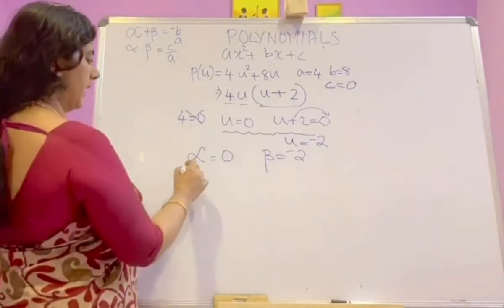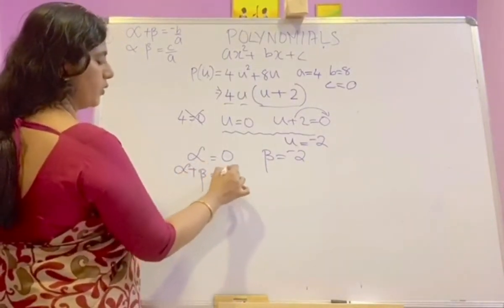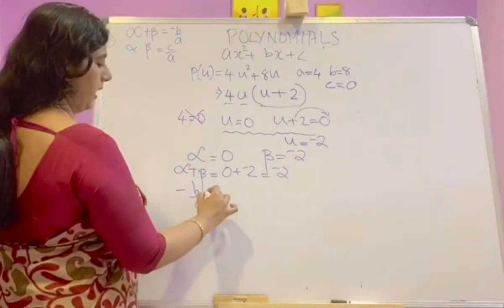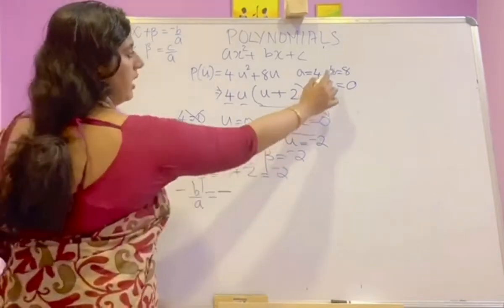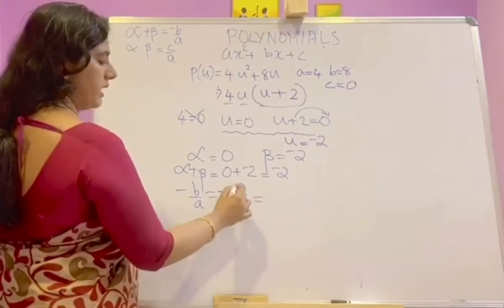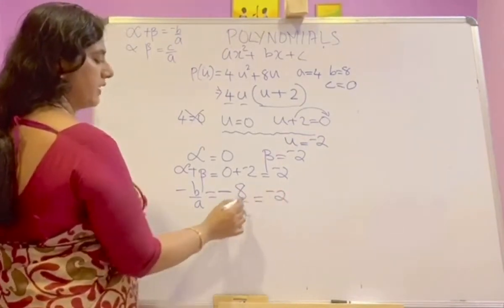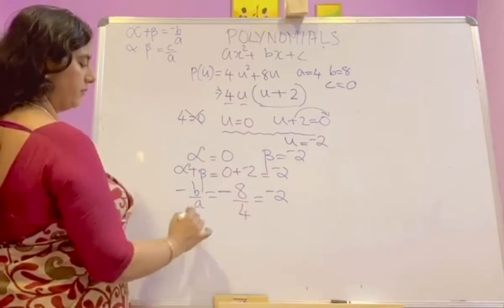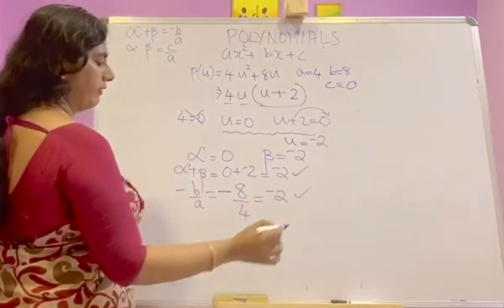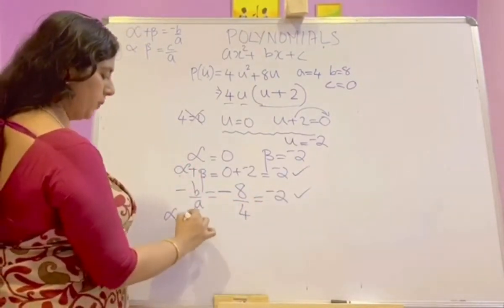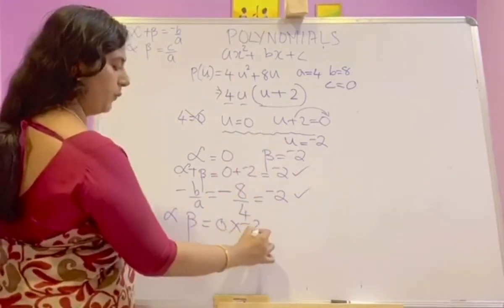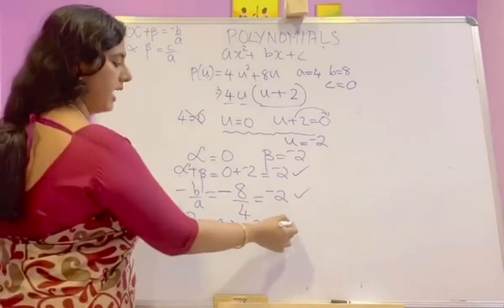Now you have to check alpha plus beta, the sum of zeros. 0 plus negative 2 is negative 2. Let us check negative b by a, that is negative b is negative 8, by a is 4. Negative 8 by 4, you get negative 2 because 8 by 4 is 2. Yes, alpha plus beta and negative b by a are equal. Verified. Next is alpha into beta, that is 0 into beta, which is negative 2. 0 into any number, you get the answer 0.